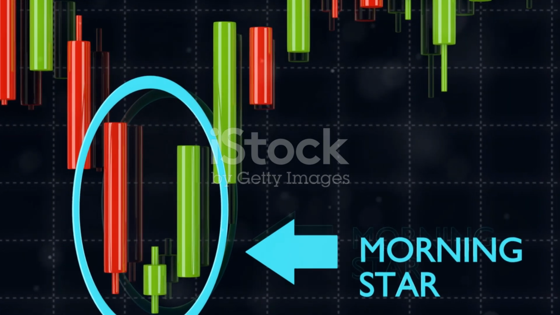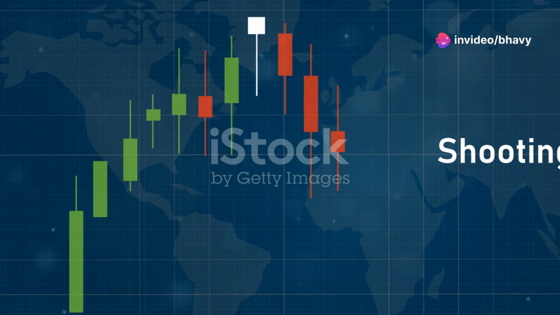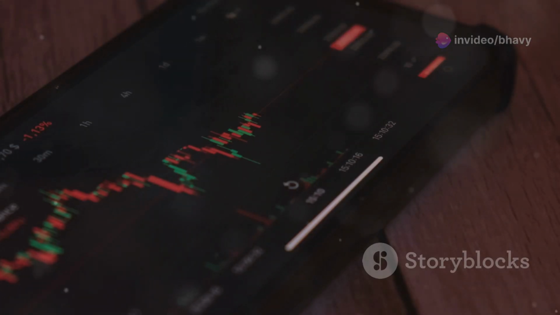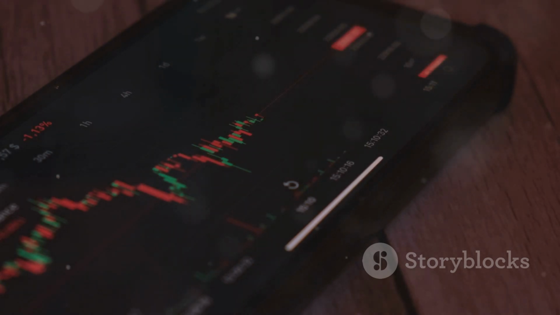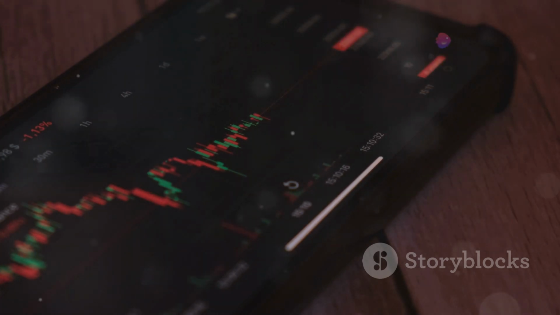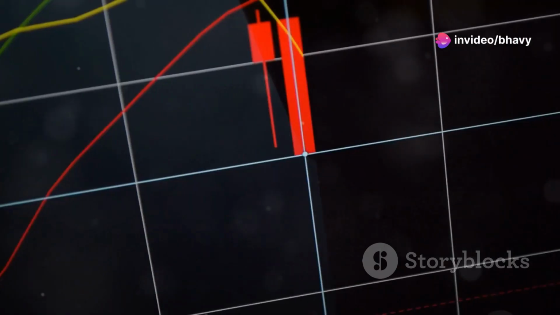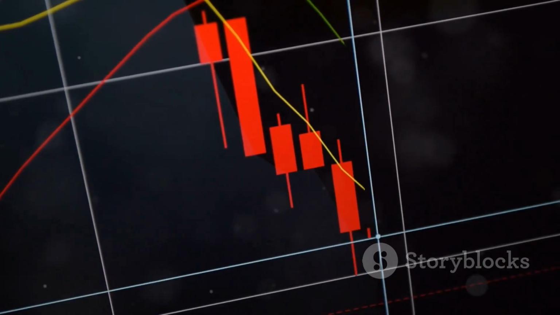Evening star. The evening star pattern is the bearish counterpart of the morning star and typically occurs at the end of an uptrend. It consists of a long bullish candlestick followed by a small-bodied candlestick that gaps higher and finally a long bearish candlestick that closes well within the body of the first candlestick. This pattern suggests that buying pressure is waning and sellers are starting to dominate.